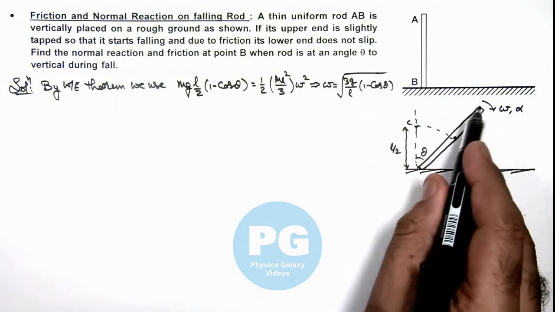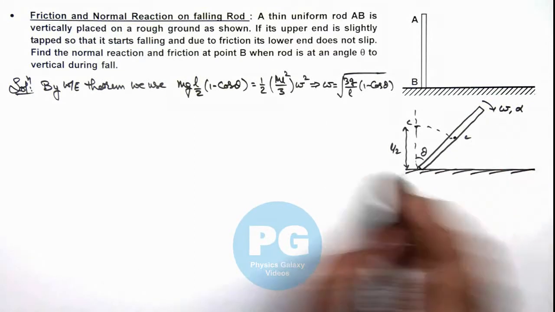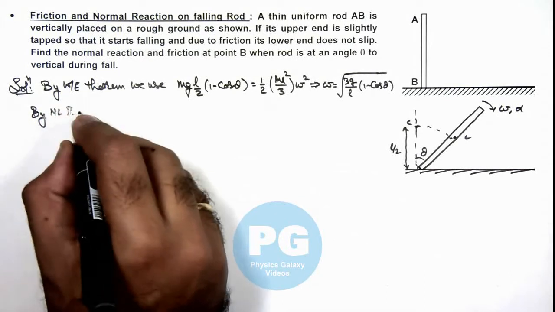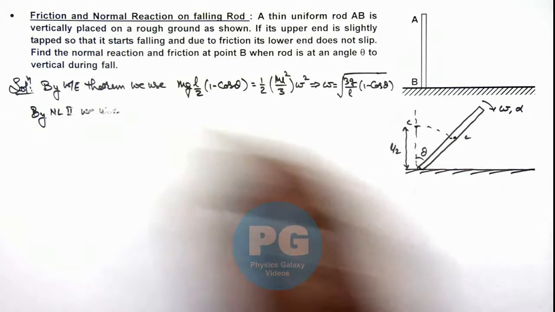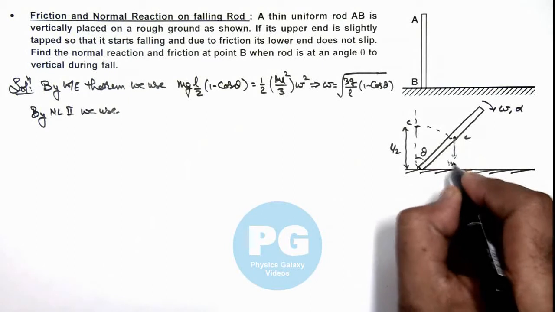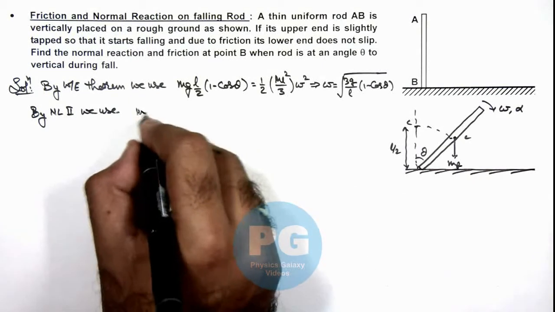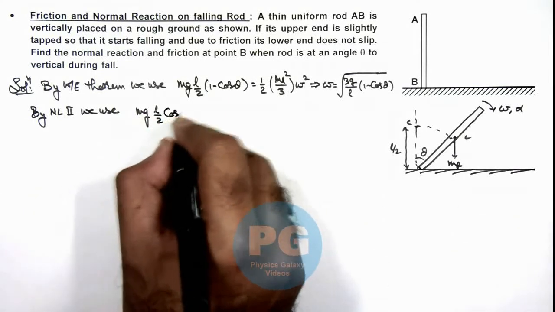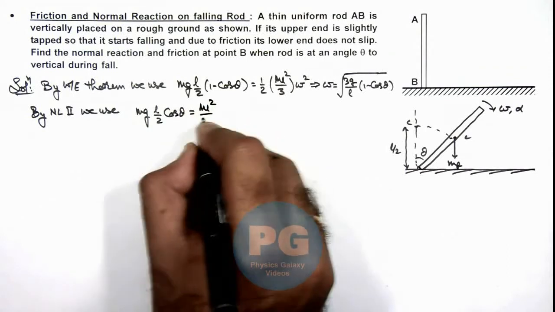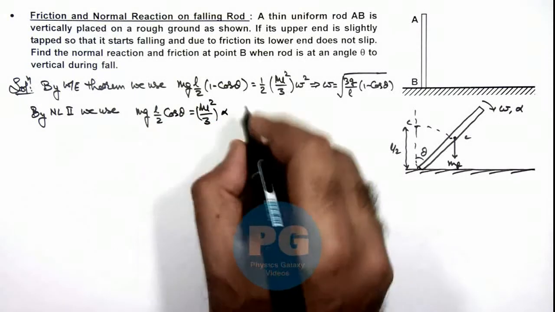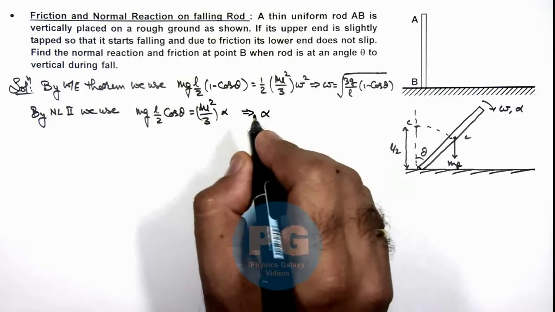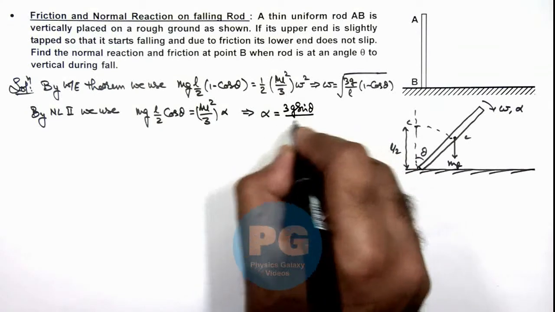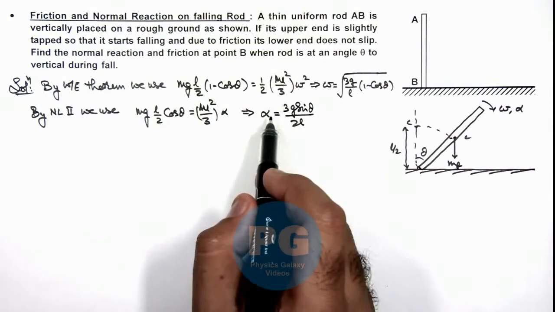And we can also calculate the angular acceleration. Here we can write by Newton's second law, we use the net torque acting on the rod is due to its weight mg. So here we can write mg multiplied by the torque arm L by 2 sin theta, and this should be ml square by 3 multiplied by alpha. So torque is I alpha, which gives us the value of angular acceleration, that is 3g sin theta by 2L. Now we have got the value of omega and alpha.